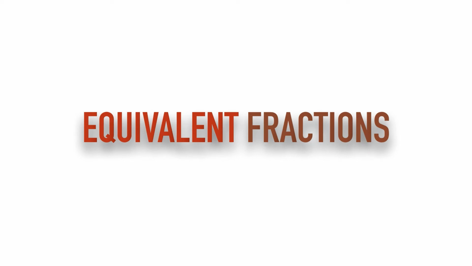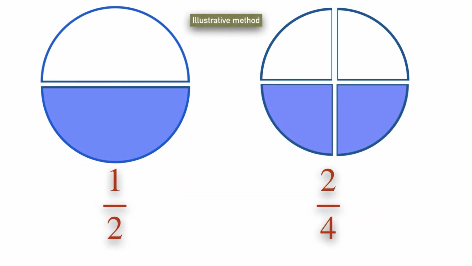Equivalent fractions are fractions that represent the same portion of the whole. For example, half a circle is equivalent to shading 2/4 of the circle. They represent the same portion of the whole circle. Therefore, 1/2 and 2/4 are equivalent fractions.